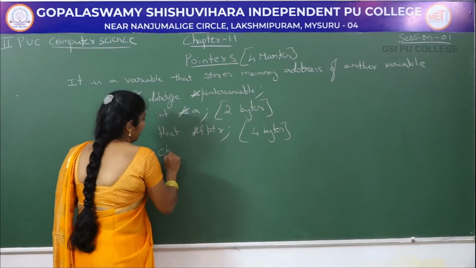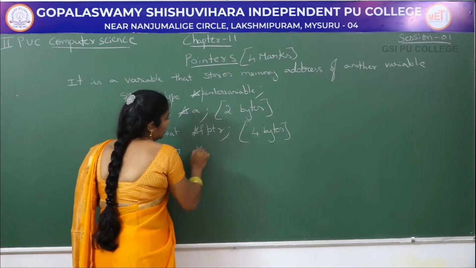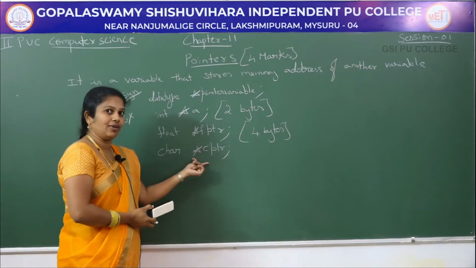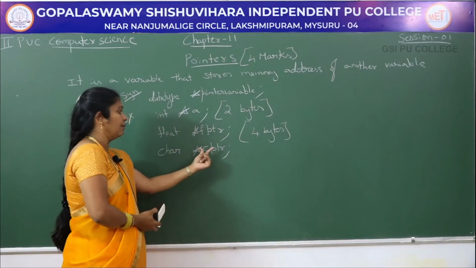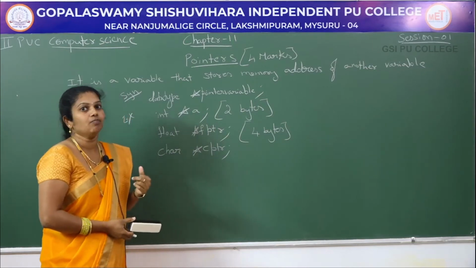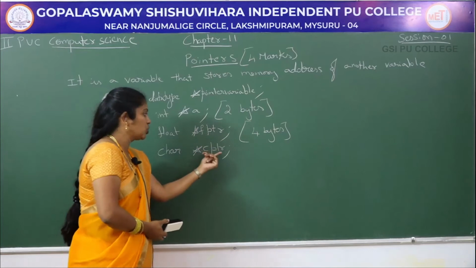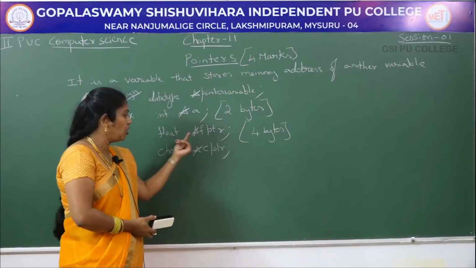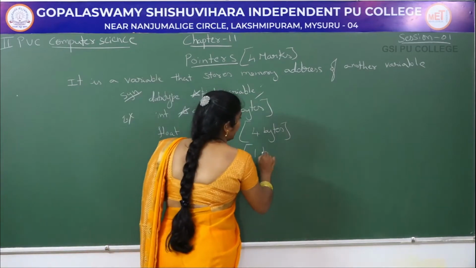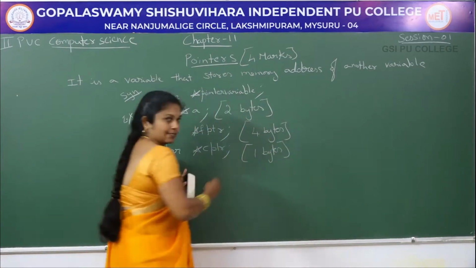For example, char star cptr. Then cptr is a pointer variable. How do I come to know that it's a pointer variable? Before that variable we have the star operator. From that I can identify it is a pointer variable. It stores the address of another variable of type character. Char takes 1 byte of memory space.